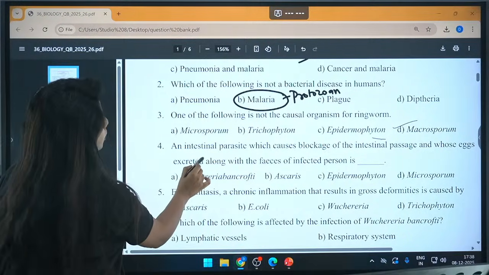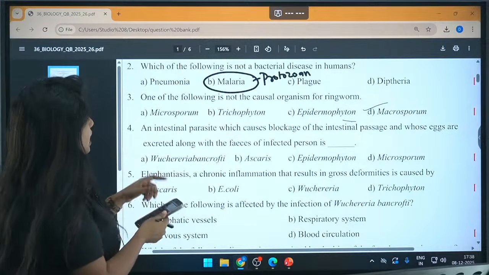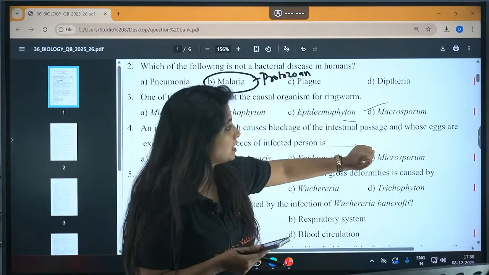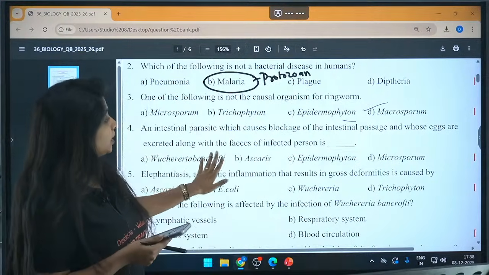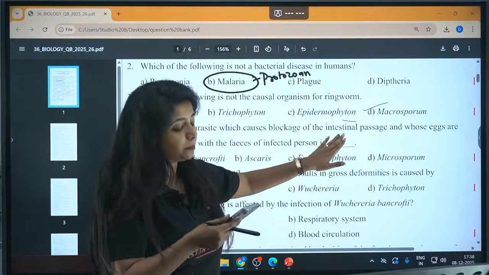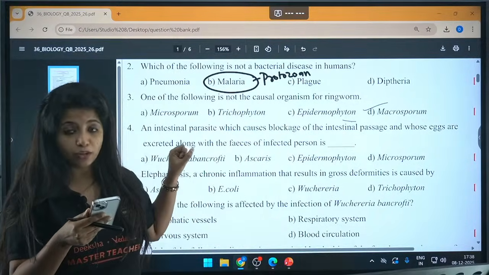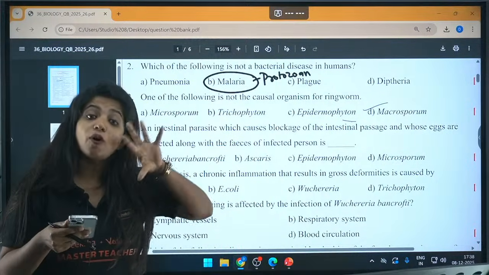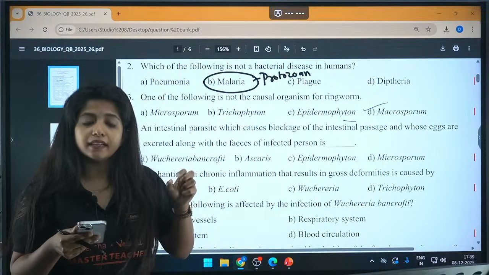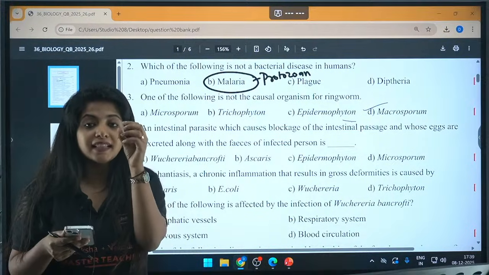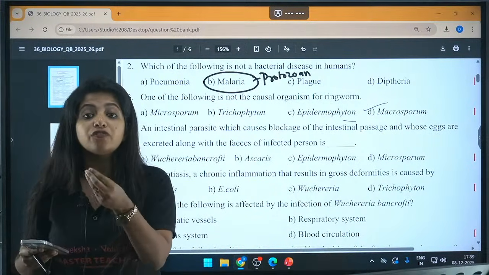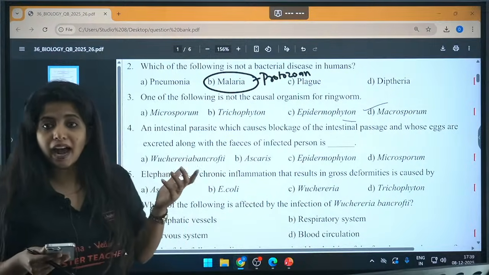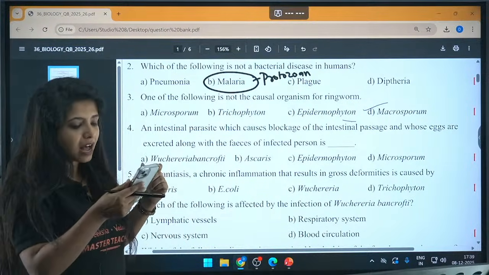Okay, question number 4. An intestinal parasite which causes blockage of the intestinal passage and whose eggs are excreted along with the feces of infected person is. So here you are being asked about a parasite that lives in the intestine, and it causes blockage in the intestine, and it also lays eggs, and these eggs are passed down through the feces, that means stool, of the infected person. Which is that particular parasite that you are being asked about?